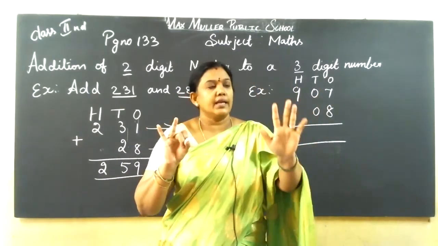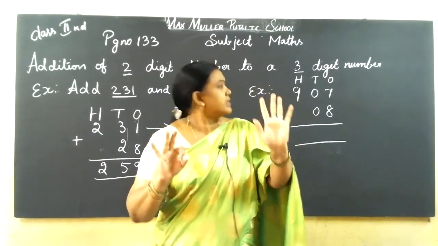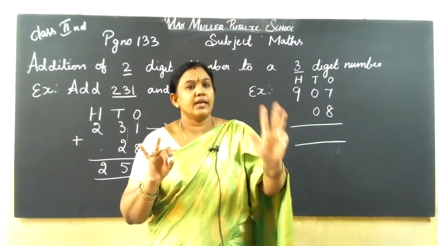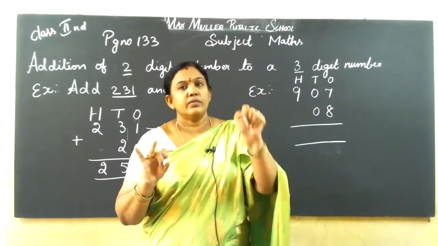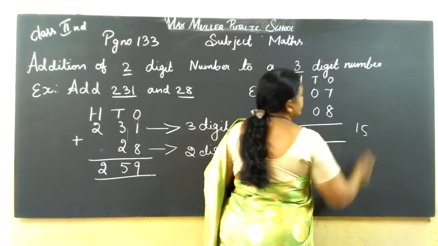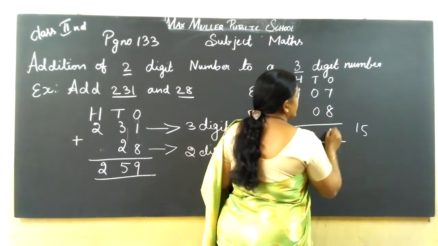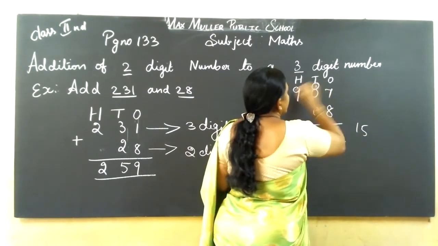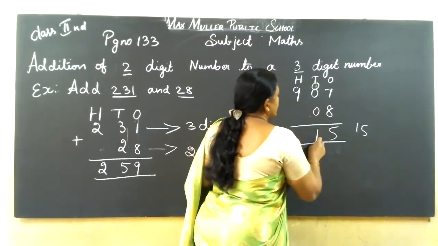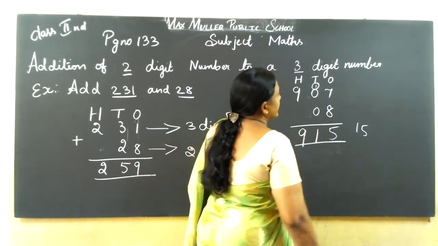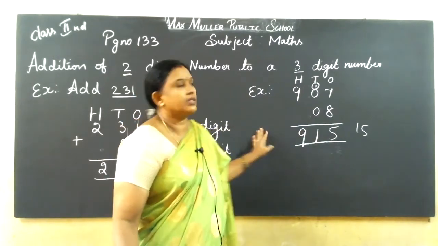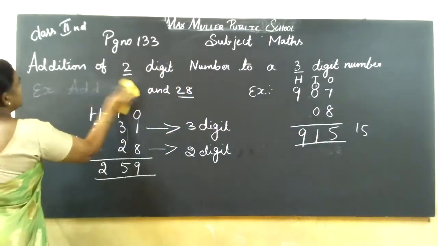After 8, 9, 10, 11, 12, 13, 14, 15. 15 is a 2-digit number. Understood, children? 15. So 5 you write here. 1 you carry to the tens column. 1 plus 0, 1. So 9 as it is you want to write. So 915. This example you want to do in the rough note. Now we will go to the textbook.